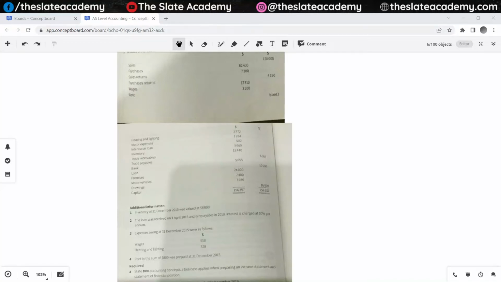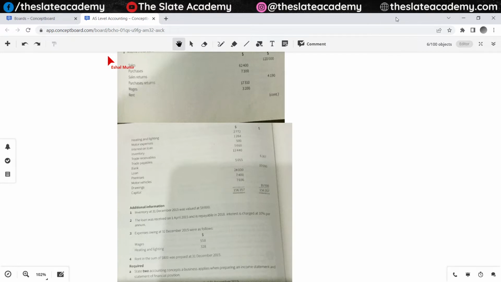So for this question, as of now, we'll just focus on making the adjustments and preparing the financial statements. The remaining parts, the theoretical parts, I'll discuss those later on. Okay, so let's just read the additional information.